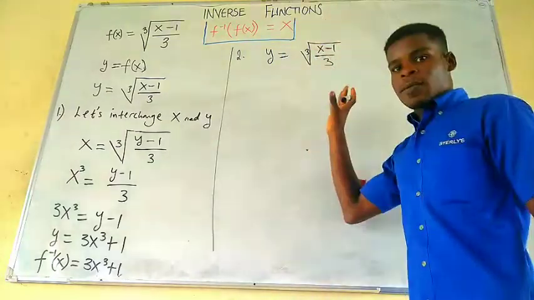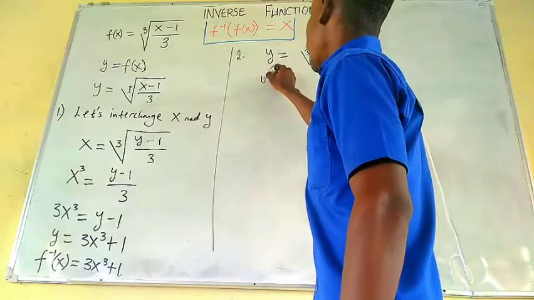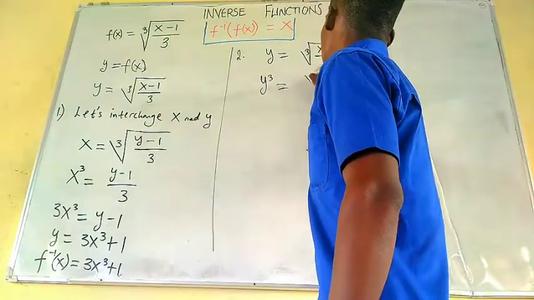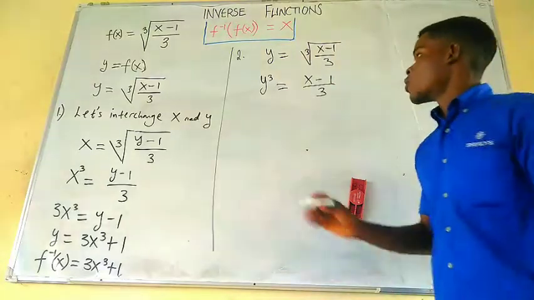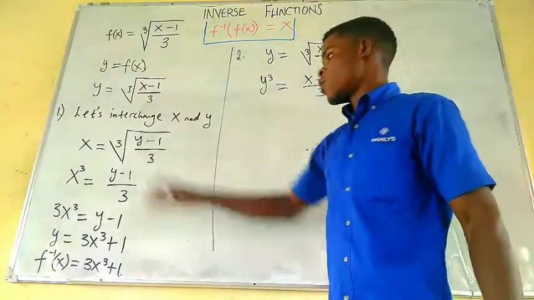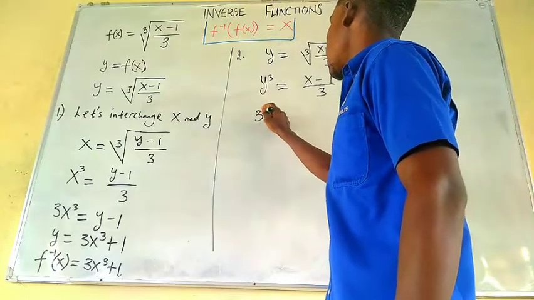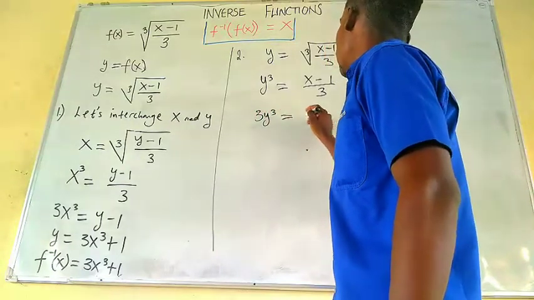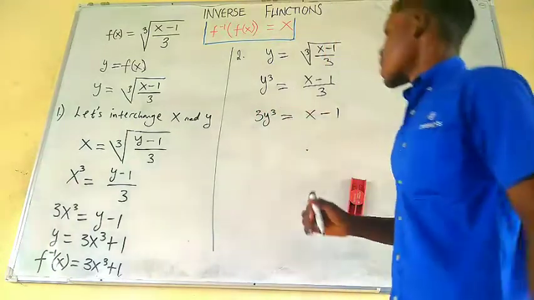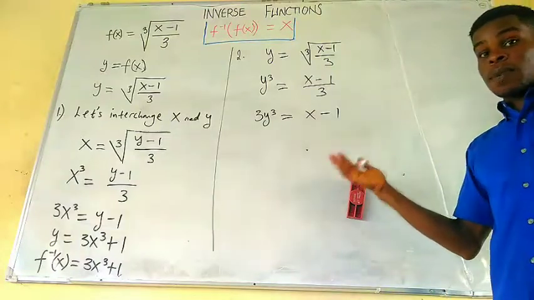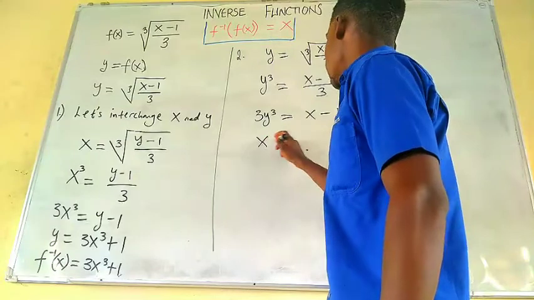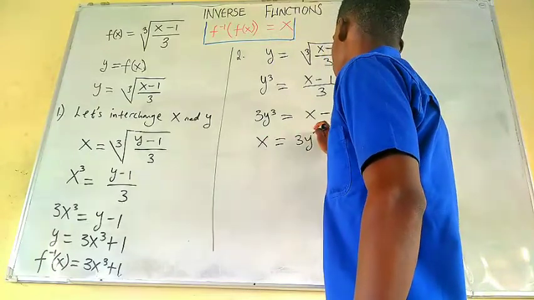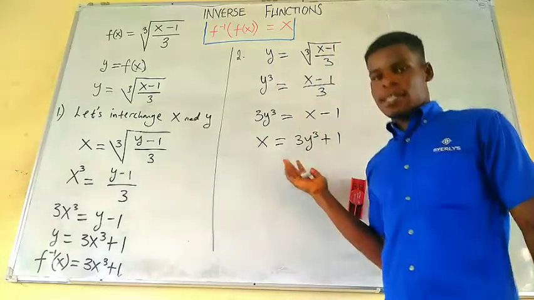We want to make x subject of formula, so we have y cubed is equal to x minus 1 divided by 3. Okay, so from here we just multiply 3 on both sides, just like we did here. We're going to have 3y cubed is equal to x minus 1. And again, we just make x subject of formula by adding 1 on both sides. We're going to have that x is equal to 3y cubed plus 1, like this.